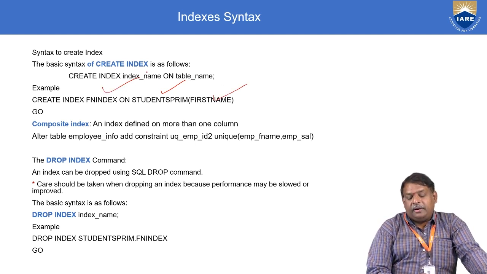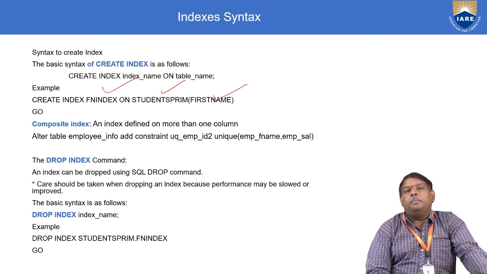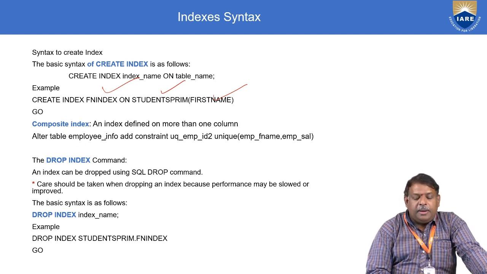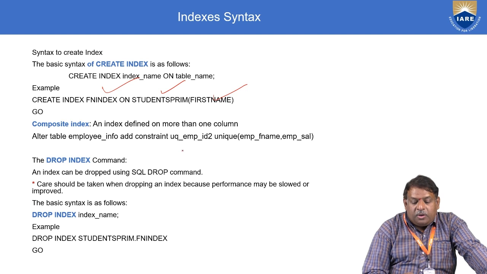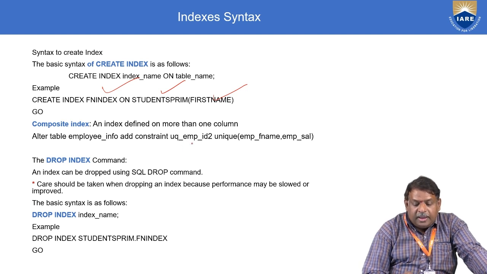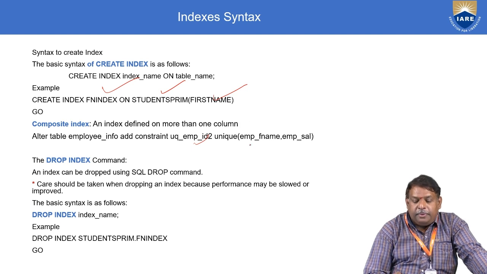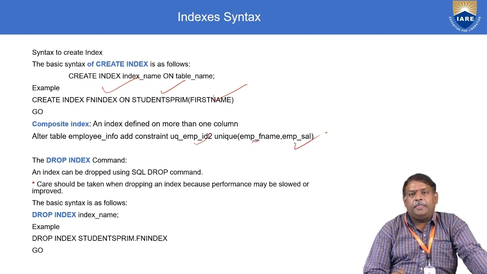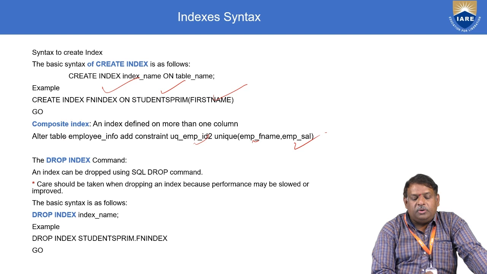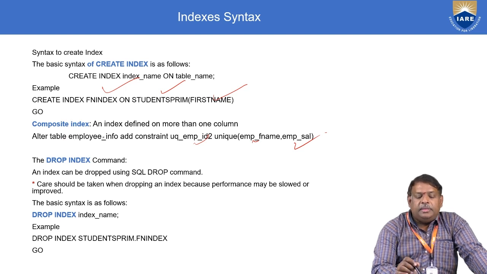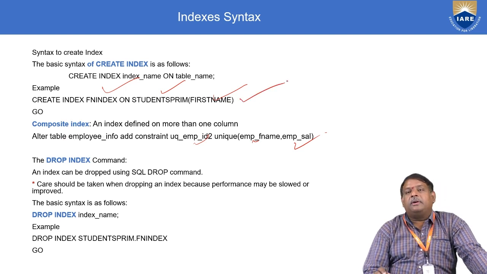You can also create an index on more than one column. Alter table name, add constraint. You're creating a constraint called emp underscore id2 having two columns: one is emp first name, the other emp salary. This is the syntax to create a composite index. The earlier one was a single column index.